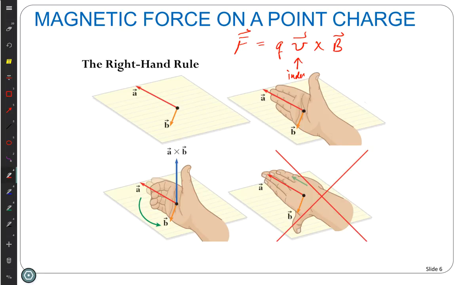Now, things that are important, the velocity is not always perpendicular to the magnetic field. So you're not always going to be having a right angle between these two. But you can move your B anywhere from right next to your index finger to pointing back opposite your index finger. If it's not in that range, you have to rotate your hand around so it's in that range. So that's that right-hand rule, and we will practice it here coming up.